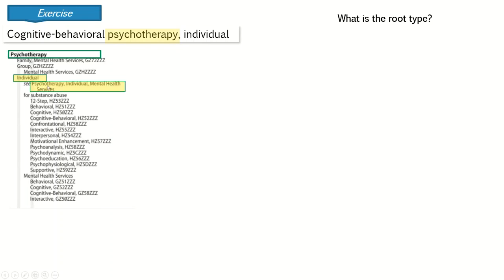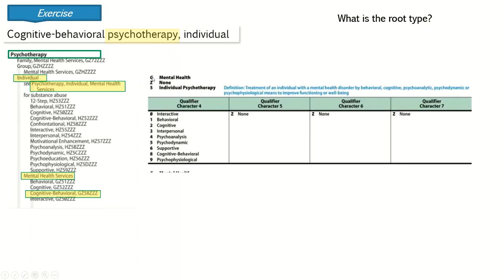And it tells you psychotherapy, individual, mental health services. It tells you to see that. So we're going to look down. We've got mental health right here. And let's look, cognitive behavioral. That's exactly what our documentation says. It takes us to code GZ58ZZZ. Let's go find that corresponding table.